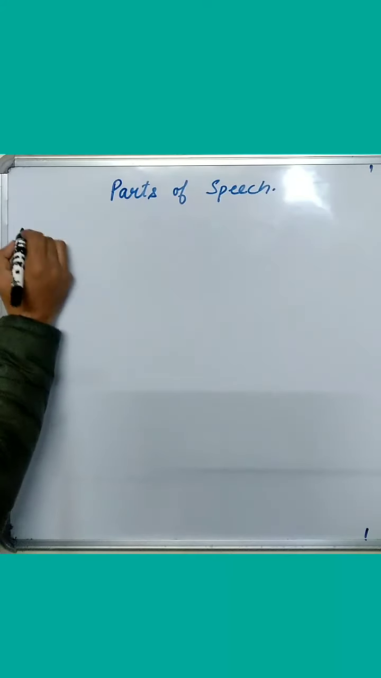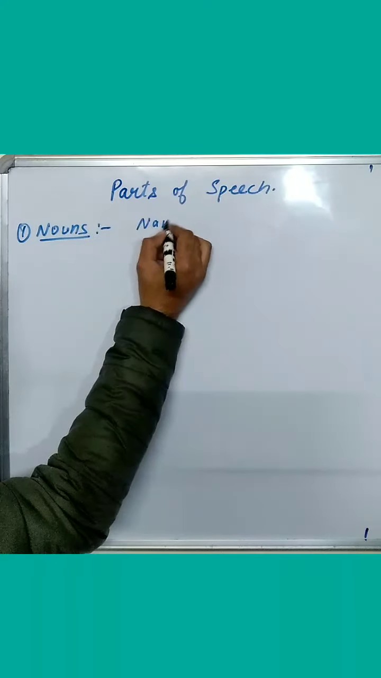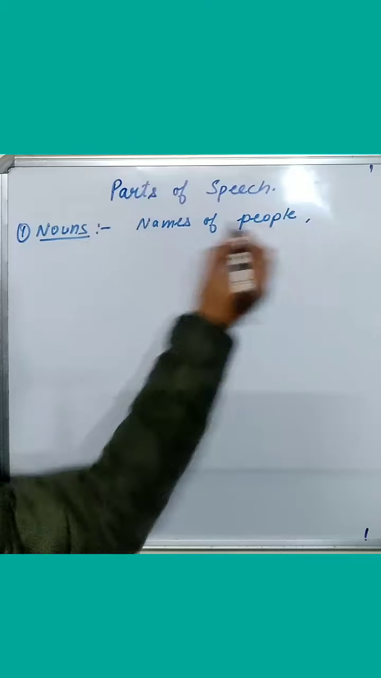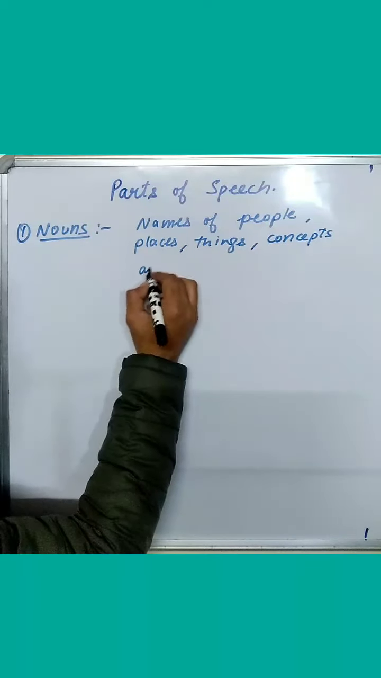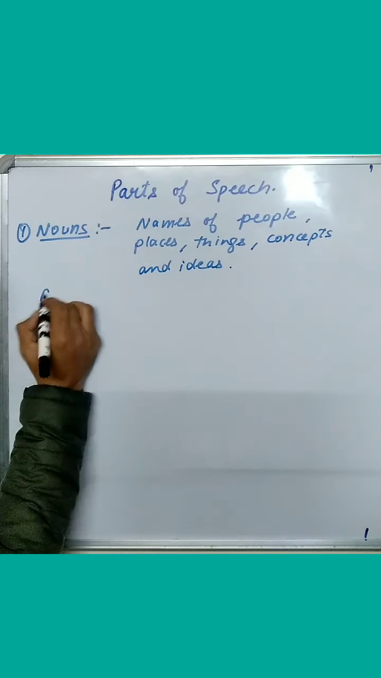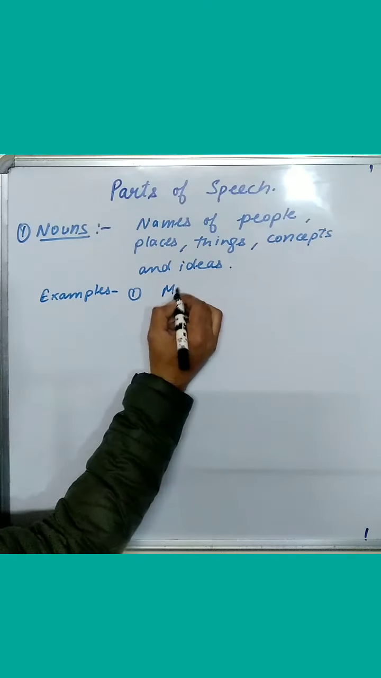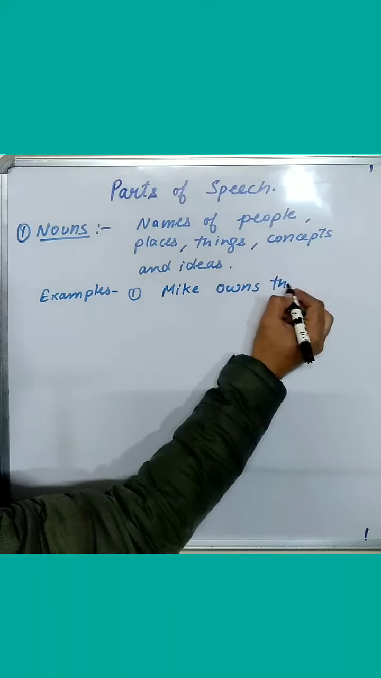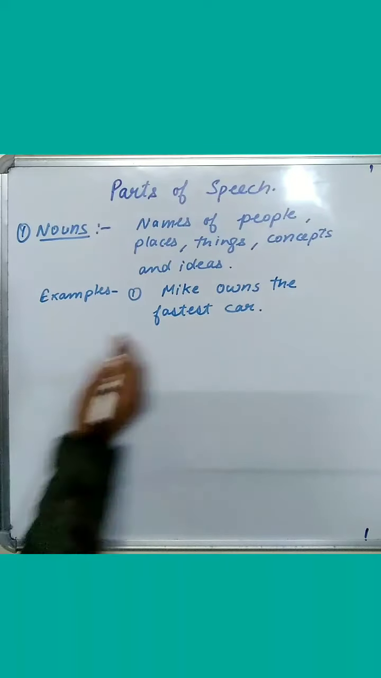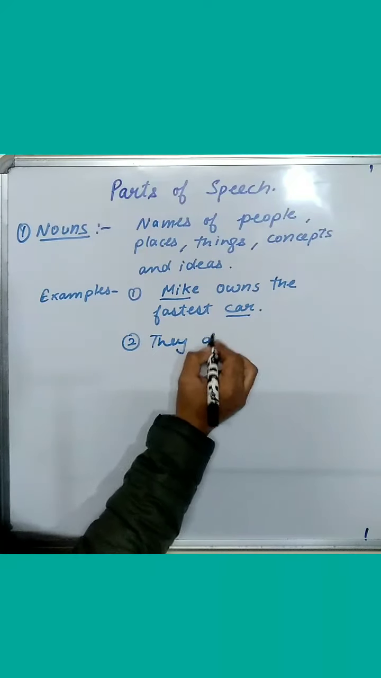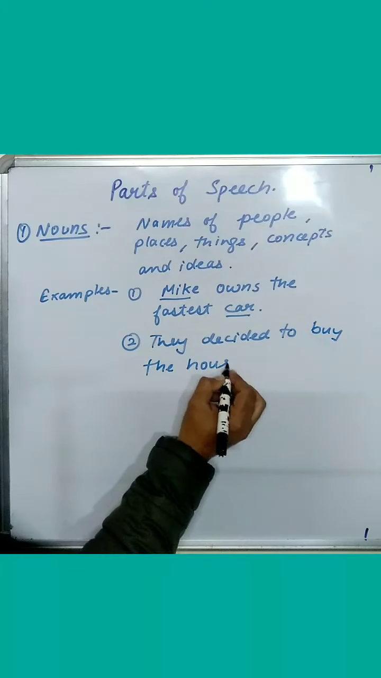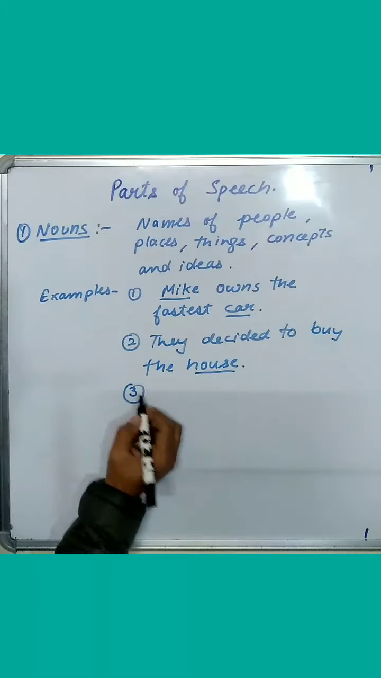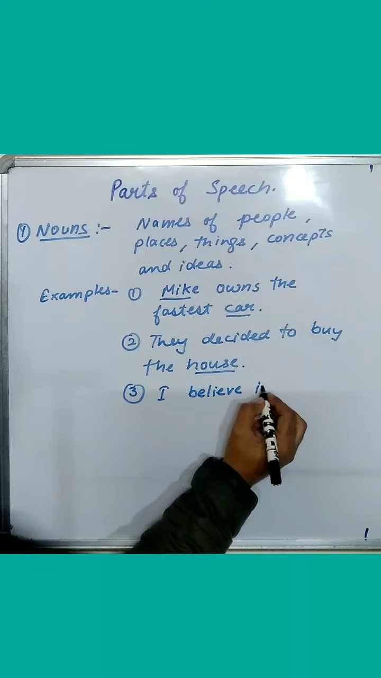So the first part of speech that we have is nouns. These are names of people, places, things, concepts or ideas. For example, Mike owns the fastest car. Here, Mike and car are two nouns. They decided to buy the house. House is a noun.